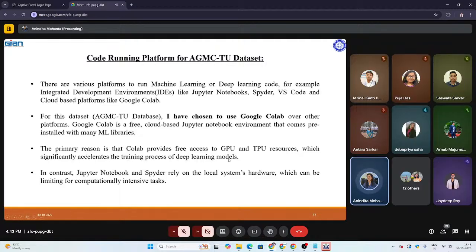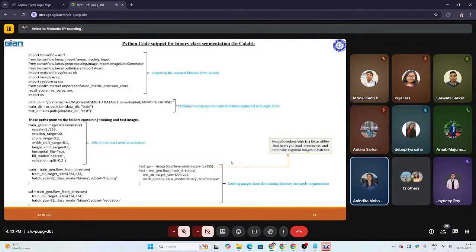Also, the primary reason is that Colab provides free access to GPU and TPU resources that significantly accelerate the training process. Since it is a broader classification architecture, I took the help of GPU using Google Colab. So that's why I preferred Google Colab over other platforms. This is the code that I have used to classify the binary class, the AGMC2 dataset, that is the normal and abnormal cancerous cells.